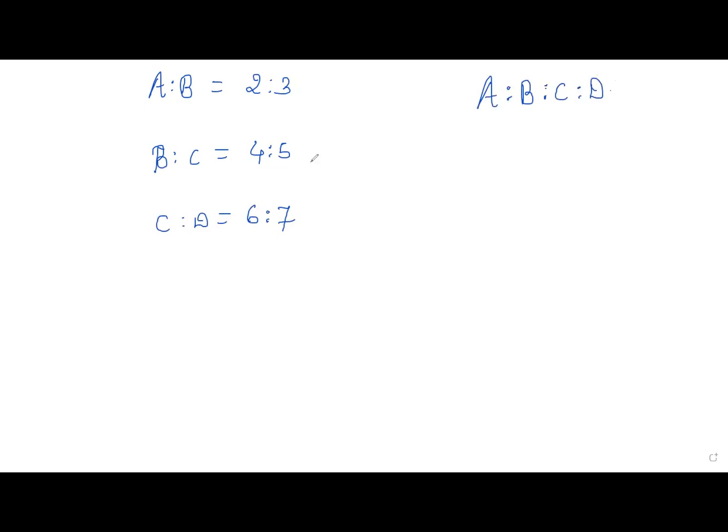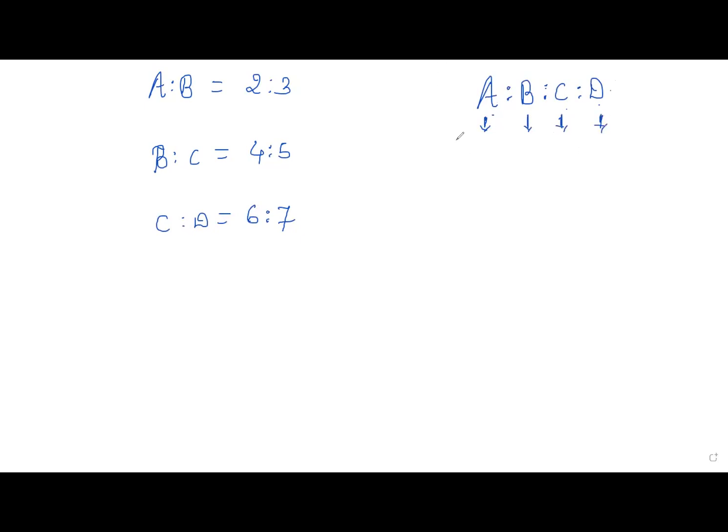Once again I am writing here the given terms. A is to B, that is 2 is to 3. B is to C, that is 4 is to 5. And C is to D, which is given 6 is to 7. Then finding out the ratio between A, B, C, D. All are in proportion. So what to do here? A is to B is to C is to D. Finding out the value of A first, then B, then C, D.